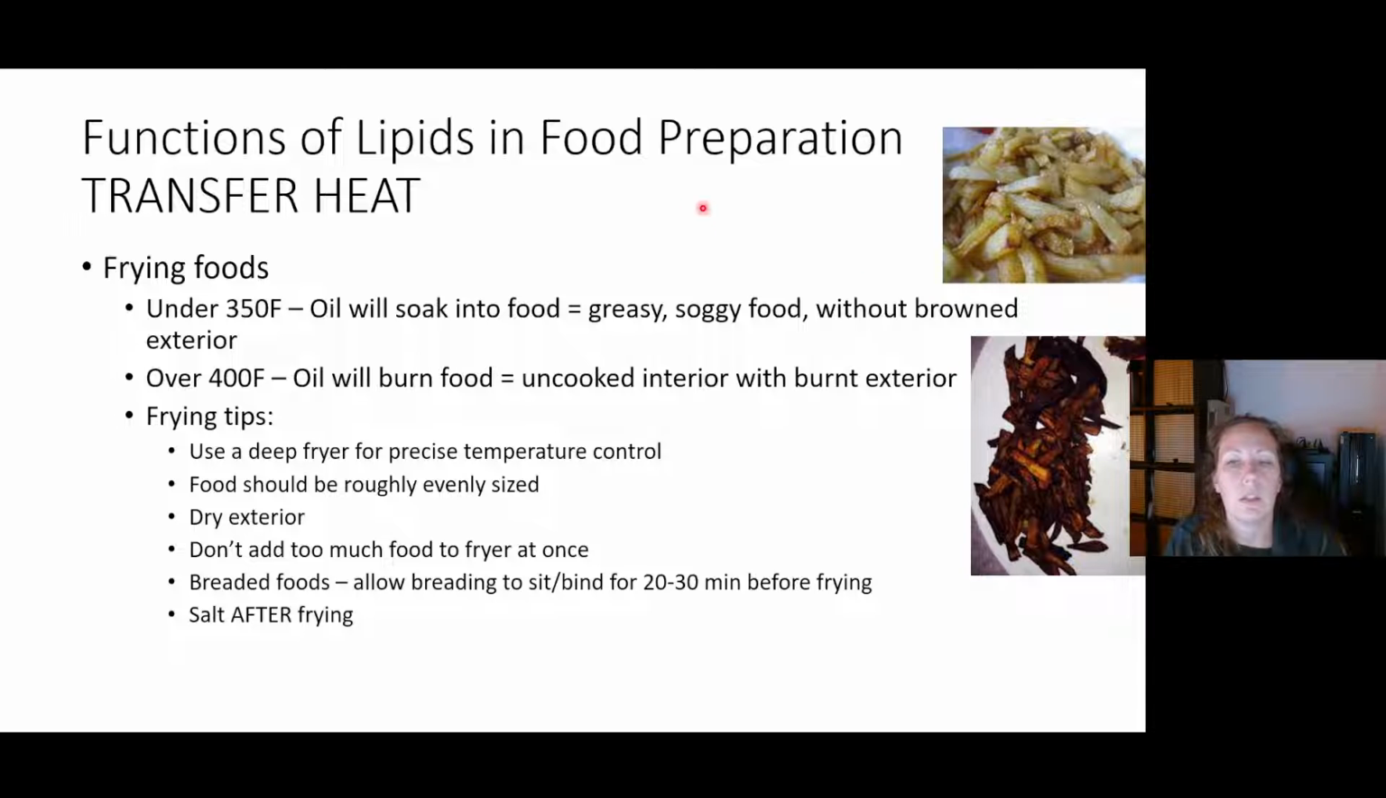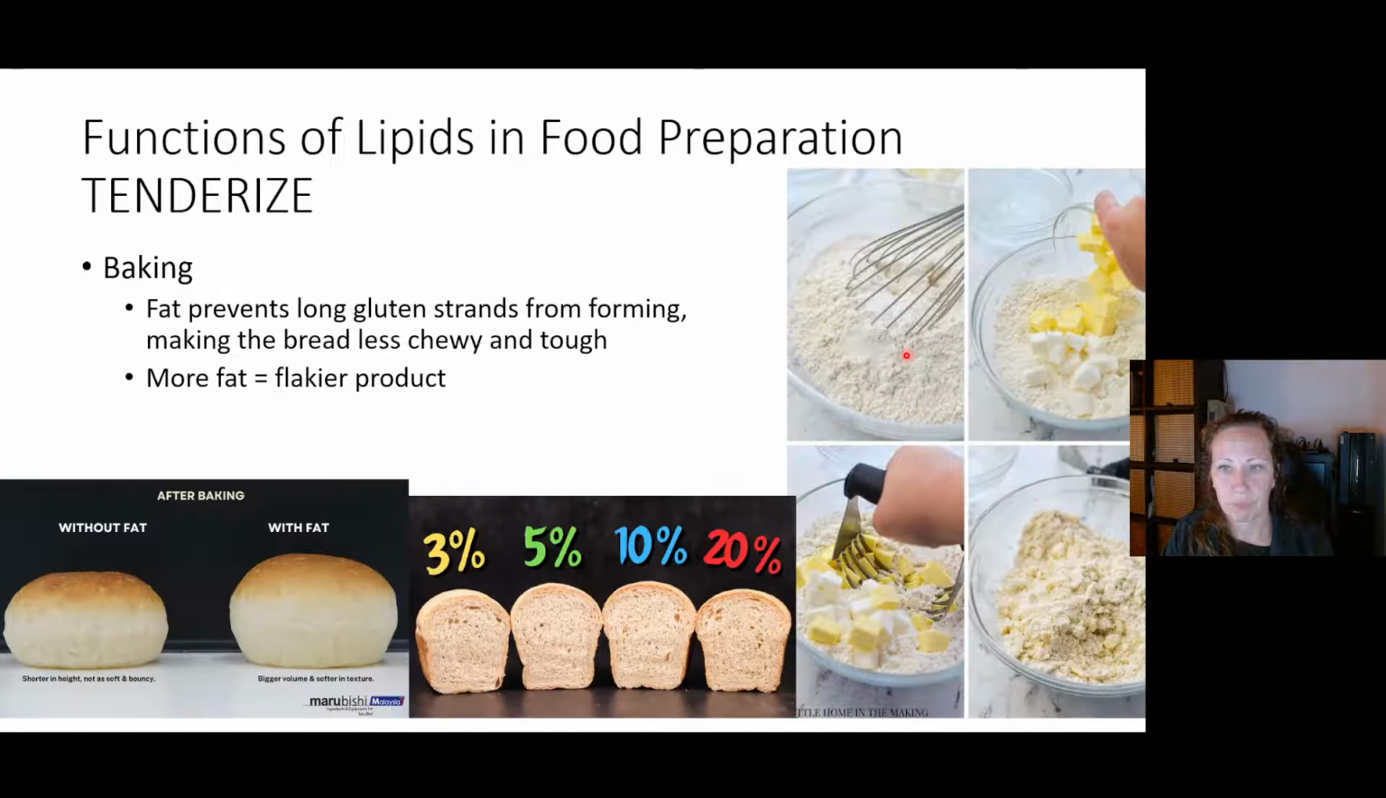And that is for two reasons. One, salt draws water to the surface, and that causes increased splattering of oil. So you get even more crazy oil action. And two, salt will reduce the smoke point of oil and damage the oil quality faster. And so you end up with oil that is not tasty if you are salting before you fry.